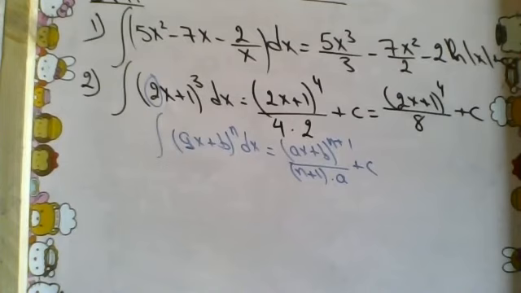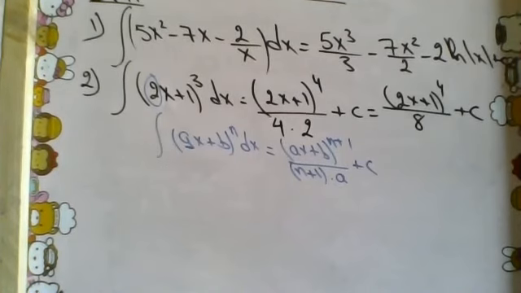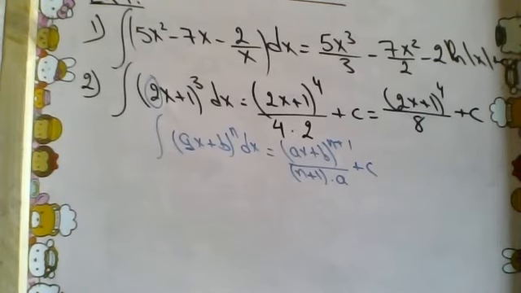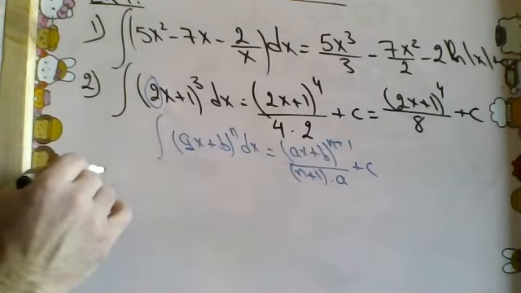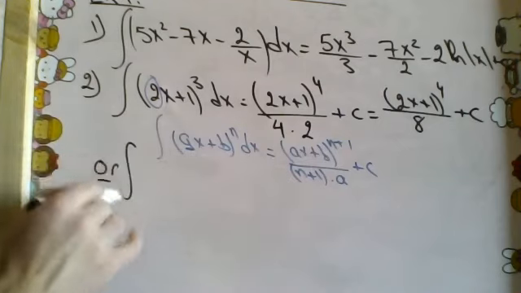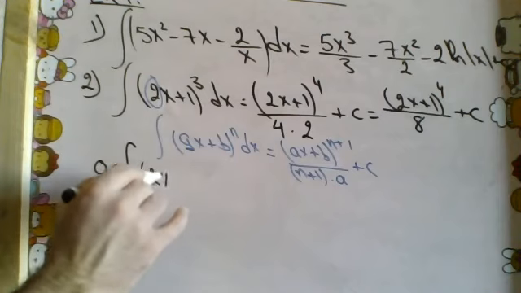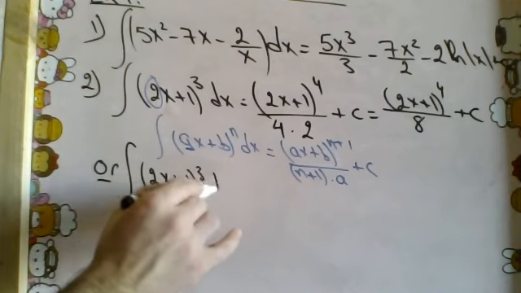What is the second way? Here it is mentioned, right? Find the integral in two different ways. This is the first way, apply this rule. The second way, integral of 2x plus 1 power 3 dx.